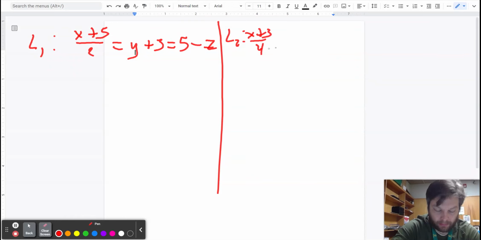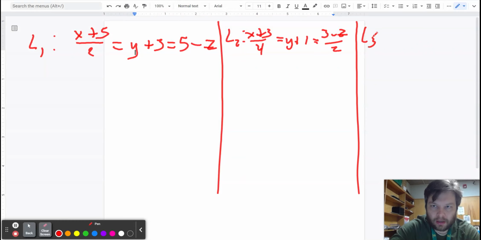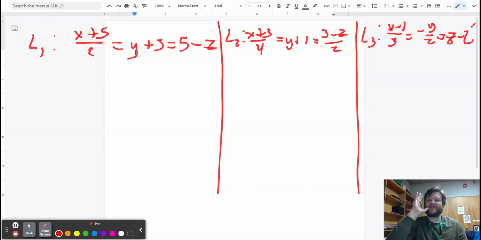X plus 3 over 4, y plus 1, 3 minus z over 2, L3, x minus 1 over 3 equals negative y over 2 equals z minus 2. Great. Okay. So we're going to use a different parameter for each of them, and we're going to parameterize all the equations. We'll get a big system of equations.